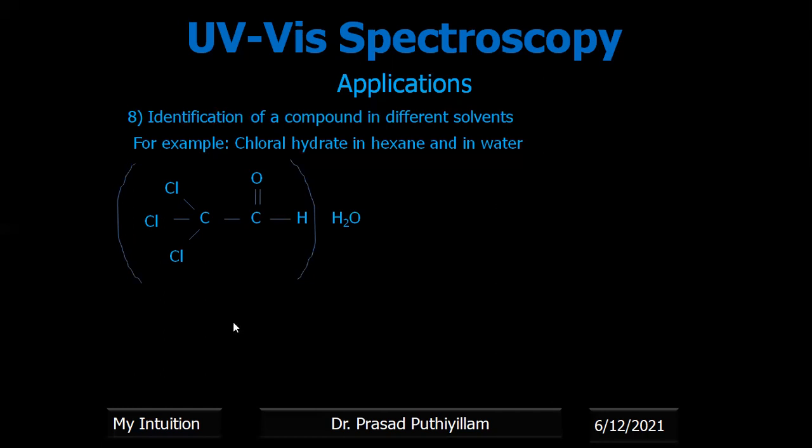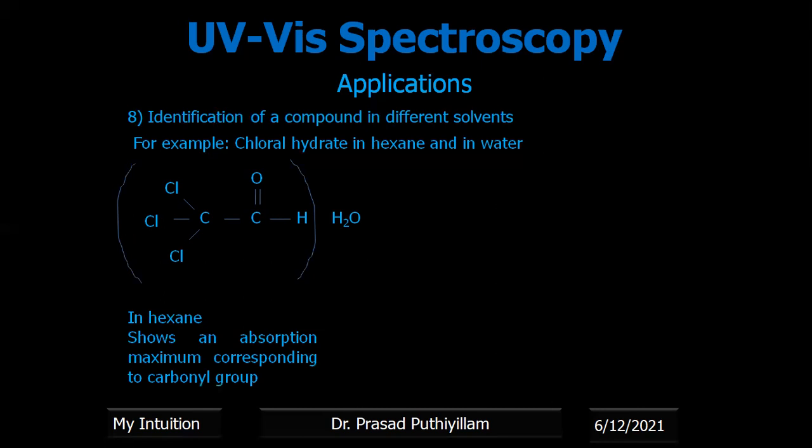Because of the depolarization by the trichloro group and the carbonyl group, it is more polar, therefore a water can always stay with that, and we call it chloral hydrate. Now if it is in hexane, this structure is possible only in hexane. It shows an absorption maximum corresponding to the carbonyl group. Oxygen has a lone pair of electrons, so n to pi star, and pi to pi star also there.